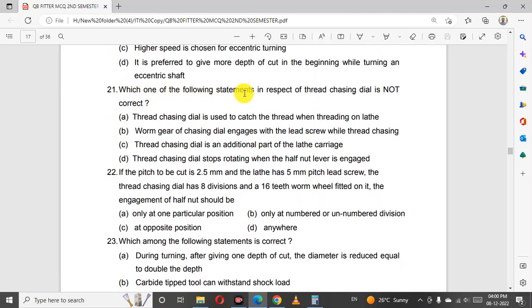Which one of the following statements in respect of the thread chasing dial is not correct? The thread chasing dial is an additional part of the lathe carriage.